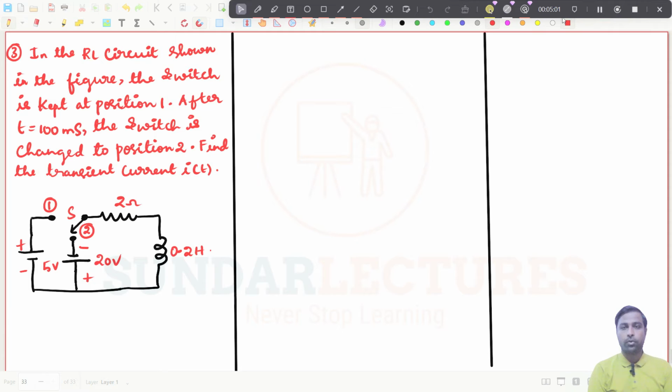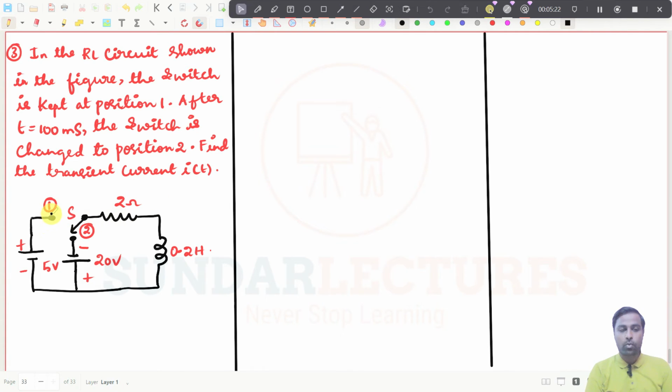Now you see, we have taken the problem. In the RL circuit shown in the figure, the switch is kept at position number 1. After t equal to 100 milliseconds, the switch is changed to position number 2. Find the transient current I of t. Try to understand this one very clearly.